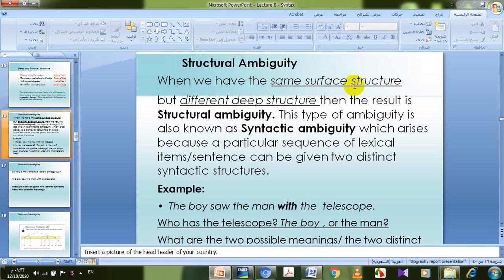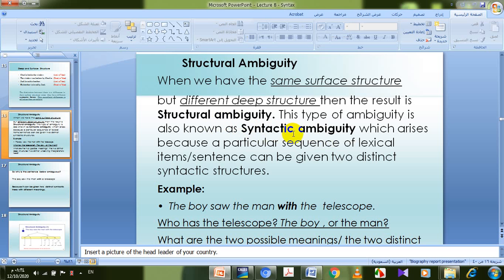So we have structural ambiguity or syntactic ambiguity when we have the same surface structure but different deep structures. It means that we have a sentence that has two different meanings. The same sentence has two different meanings. And that's why it is called structural ambiguity or syntactic ambiguity. Syntactic, it is concerned with the ordering of the components of the sentence.